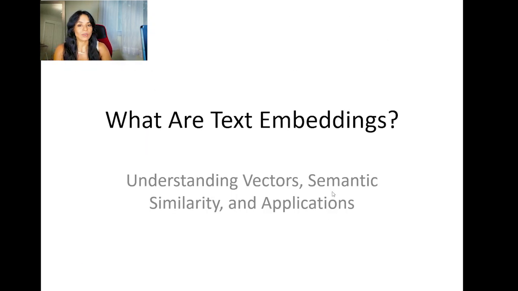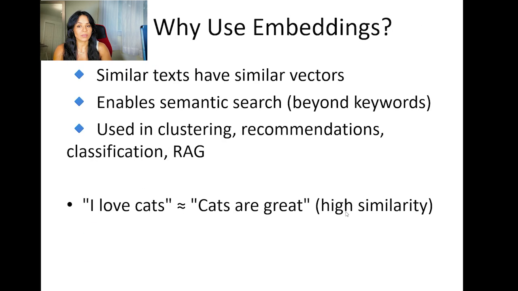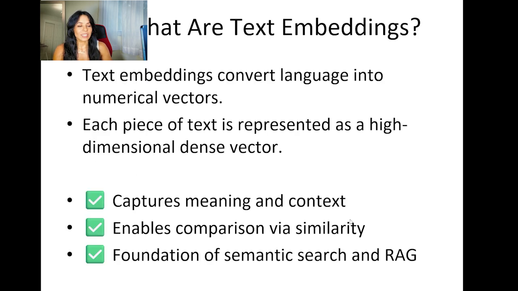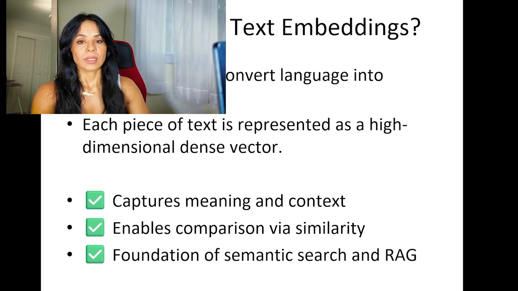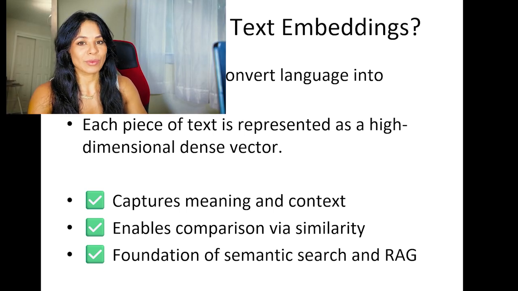Text embeddings convert language into numbers, specifically dense vectors in a high-dimensional space. Each sentence or document gets mapped into a vector that captures its meaning and concept. These vectors are what let machines understand relationships between different pieces of text. The main reason embeddings use vectors is that the functions used to match similarity are mathematical functions. So everything at the end goes back to numbers.